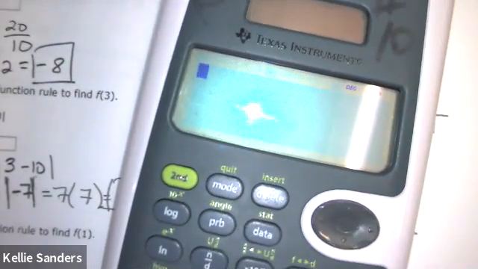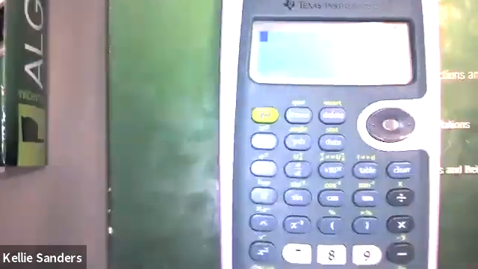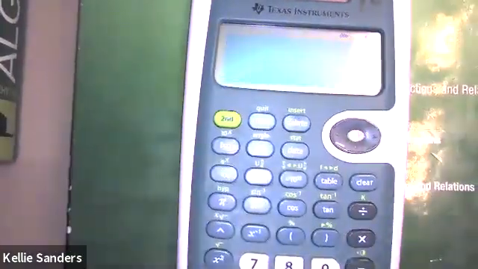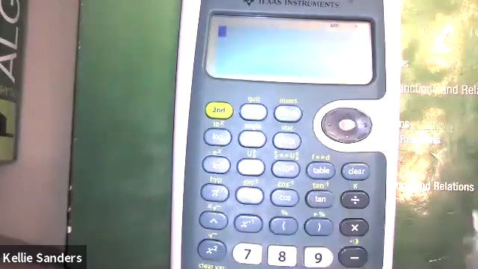Let me get a little bit better shot. I'm sorry about the glare. I have no idea how to fix it. Anybody wanted to tutor me in this information, that would be great.